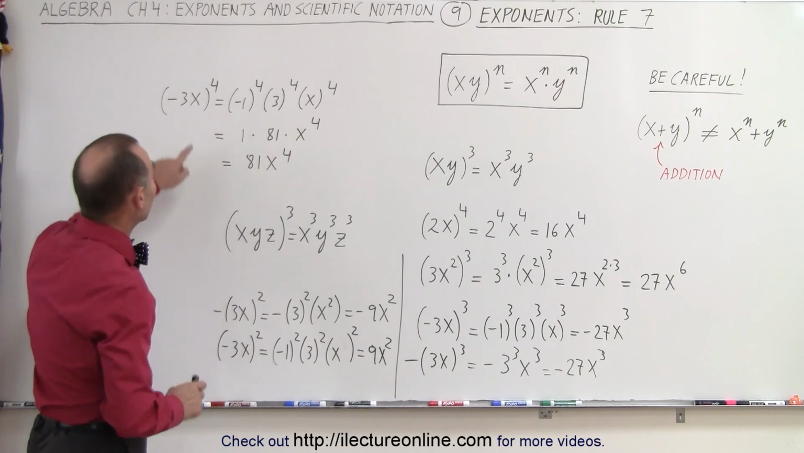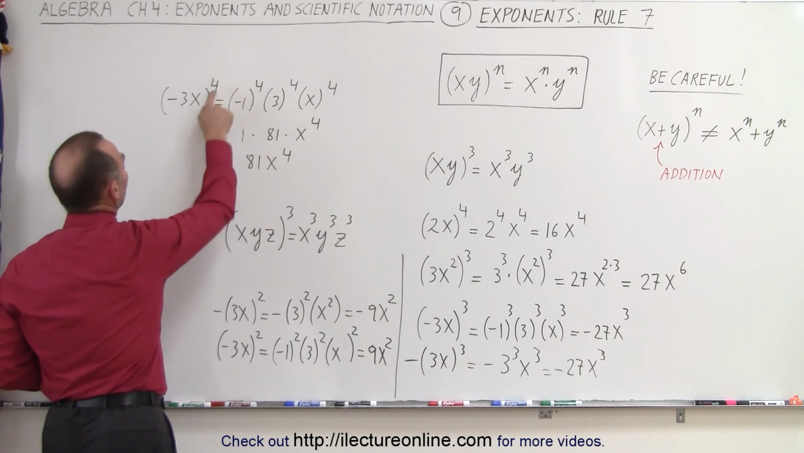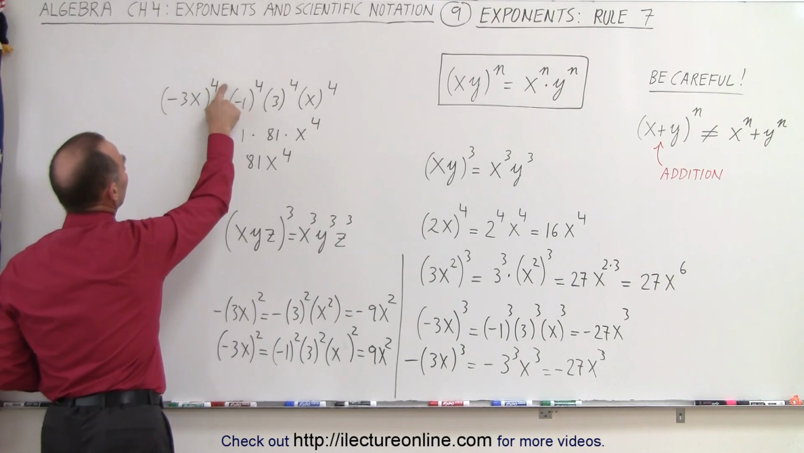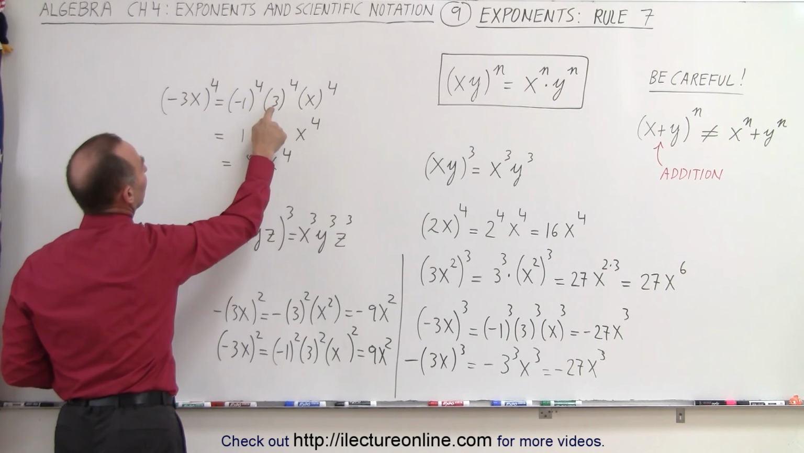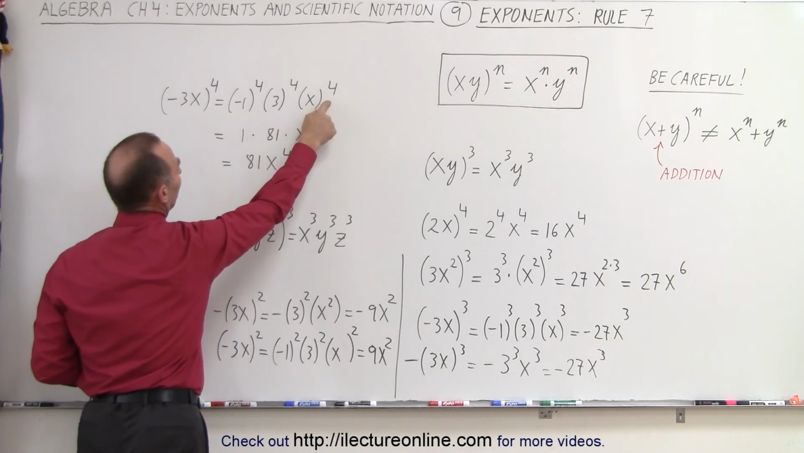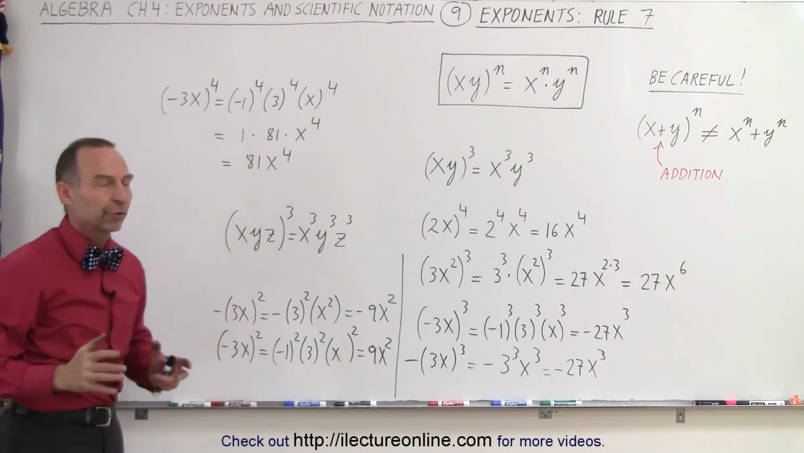Now take a look at this one over here. Notice again, if you have negative 3x to the fourth power, this applies to the negative, it applies to the 3, it applies to the x. So this is negative 1 to the fourth power, 3 to the fourth power, x to the fourth power. So this indeed does become 81x to the fourth power.